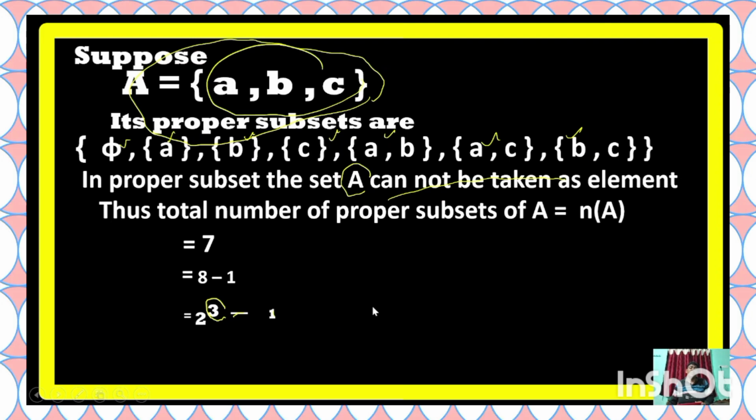Thus the total number of proper subsets of the set A, which has 3 elements, is 2 to the power 3 minus 1. If you take n in place of 3, you can derive the general formula. The total number of proper subsets is 2 to the power n minus 1. Is it clear? Similarly, you can find the total number of proper subsets of any set having n elements: 2 to the power n minus 1.